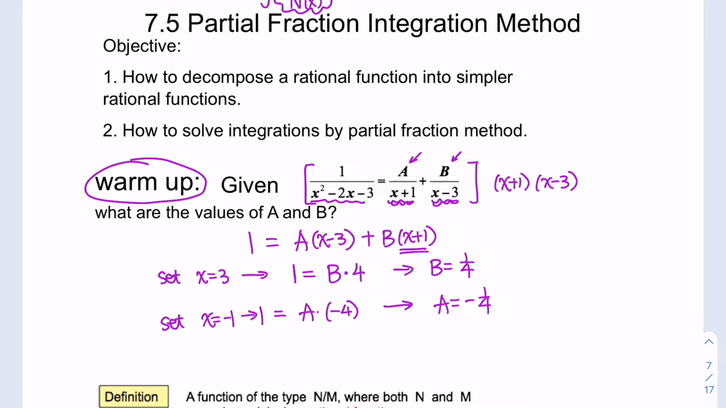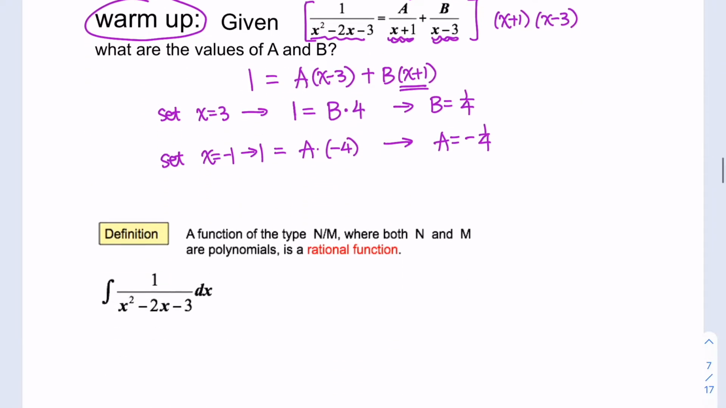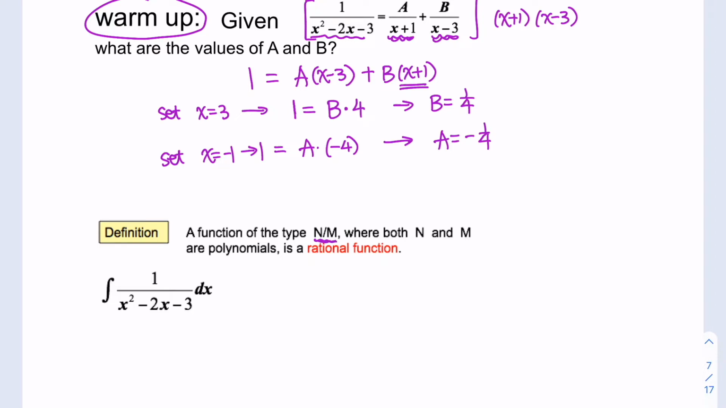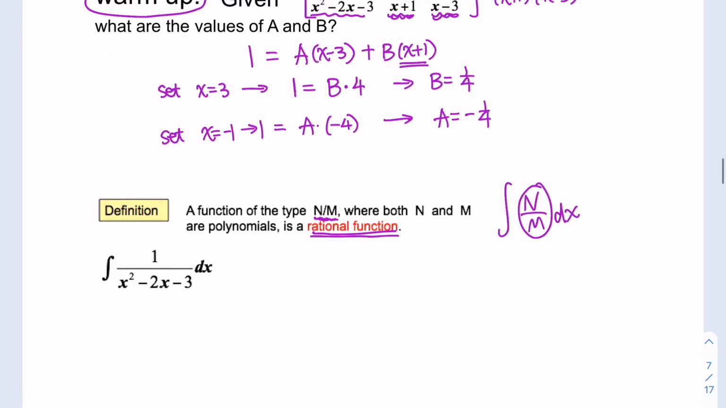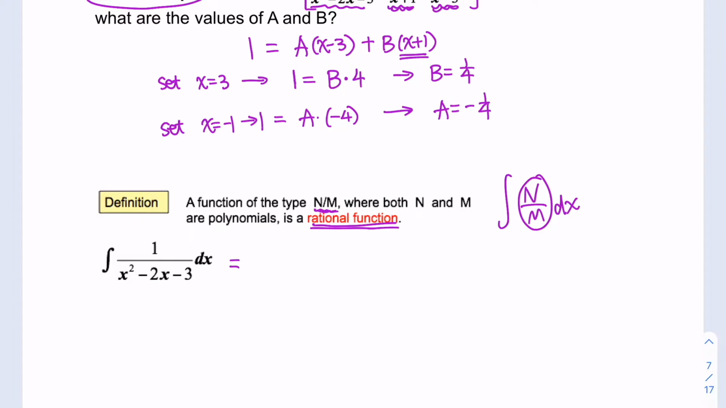Based on this technique, we are going to use this to solve integrations. The definition: for any problem of the form integral of n over m dx, this is what we call a rational function. Sometimes we could use this technique to split this function into two simpler ones. Based on the warm-up problem, this will be equal to a over x plus 1, so it's negative 1/4 over x plus 1 dx plus b, which is 1/4 over x minus 3 dx.